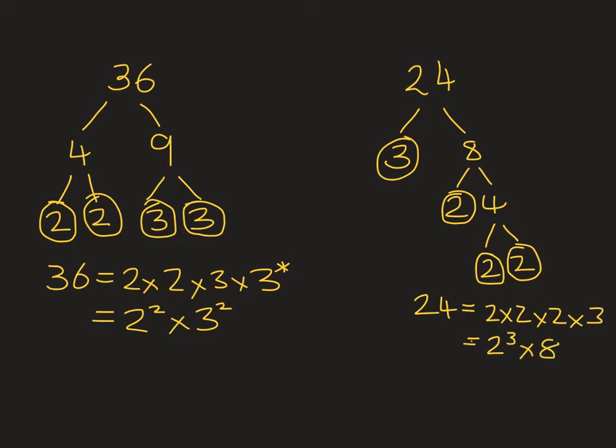It would not matter if I started off with 24 breaking down into 2 times 12 or 4 times 6. Eventually I will get down to this, because that is one of the fundamental rules: every number has a unique prime factorisation. Right, so that's just the recap of that. So let's think about how to use that prime factorisation.